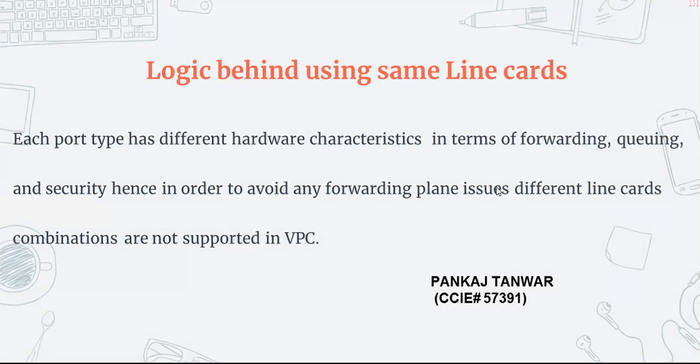So what is the logic behind using the same line cards? Each port type has different hardware characteristics, right? In terms of forwarding, queuing and security, they have different behavior. So in order to achieve symmetry between the two devices and to avoid any forwarding plane issues, we use the same hardware models and the same line cards to form the VPC peer link. That is the logic behind using the same line cards.